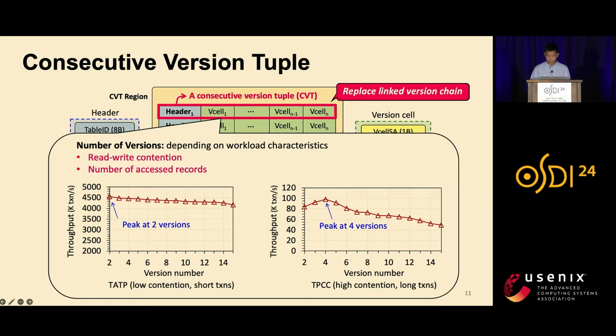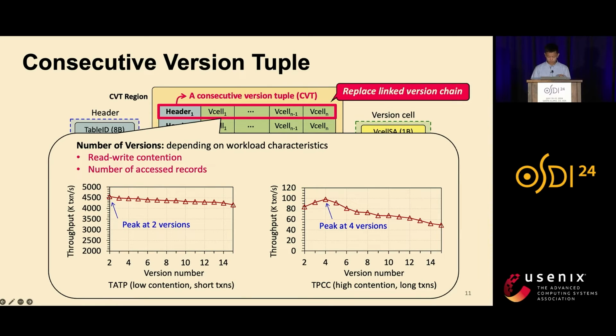If the contention is high, such as in the TPCC workload, we need to reserve more versions to allow more reads to succeed. However, if the transactions need to read many records, like in the TPCC case, we cannot set the number of versions to be too large, because a large number of versions enlarges the CVT size, which in turn causes high read latency, and it will negate the benefit of reducing aborts, leading to performance degradation after we reach the peak throughput.